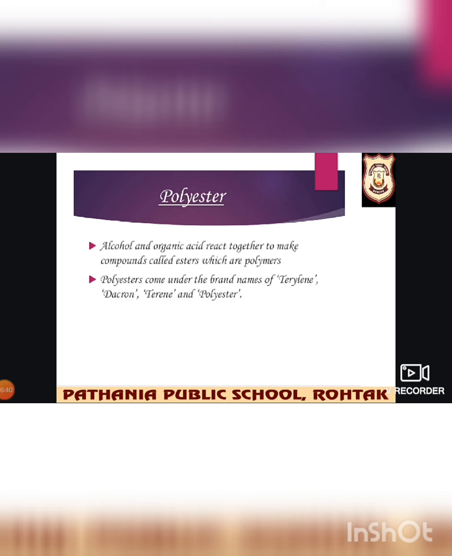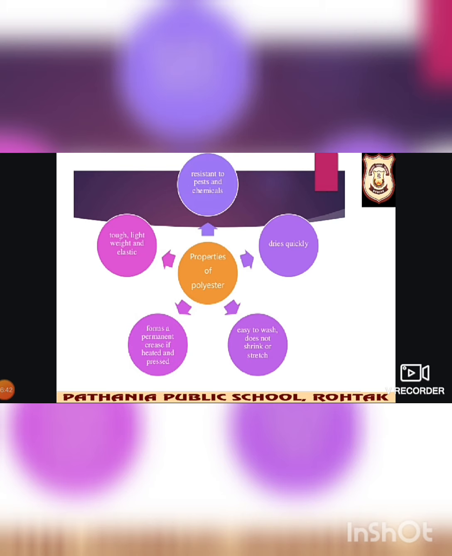So its properties are: it is light, it is strong, it is elastic, and it absorbs very little amount of water, and it dries quickly after washing and is wrinkle free. Can you tell me which property is making it dry quickly? The name of the property is drip dry property. This property polyester is having.